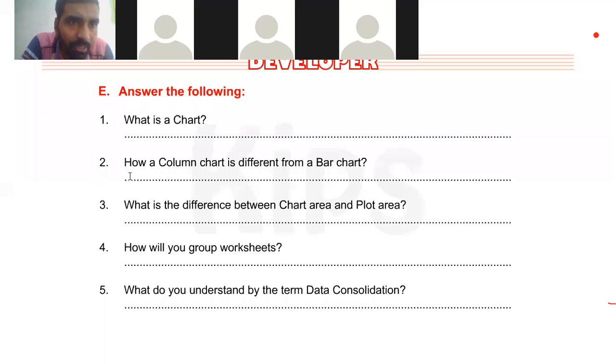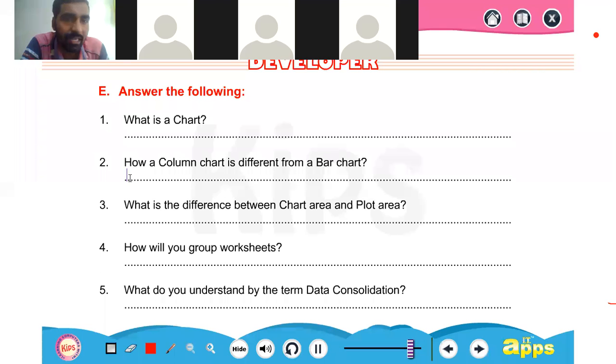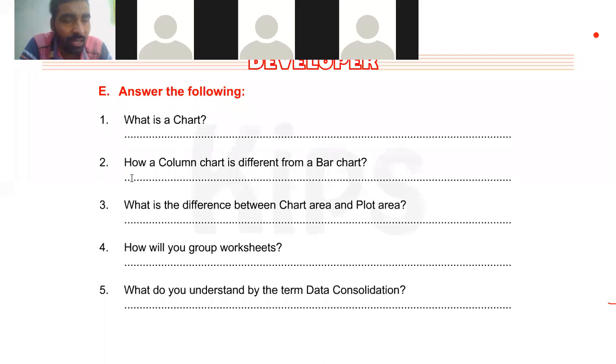Next, how is a column chart different from a bar chart? What will you tell? So you find this answer in your book, but I am telling in a short way. But the proper answer you write from the book. Read from the book and write the proper answer. Okay.